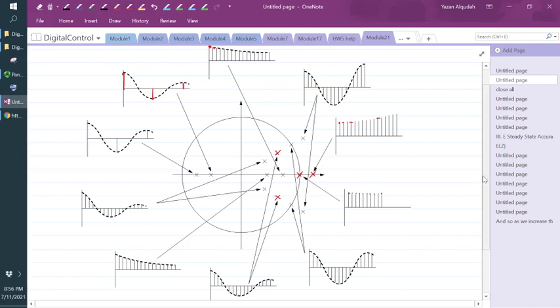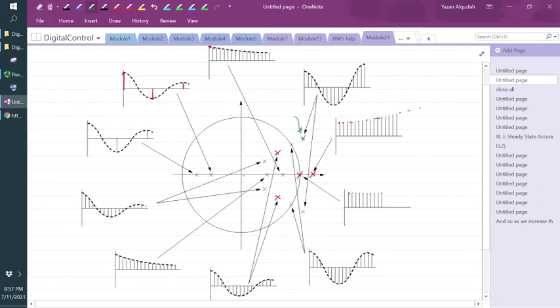Another example of the response when the poles are outside the unit circle is this one here. You see how it is oscillating, but increasing in magnitude. Later on, when we look at stability, you will see why, if we have poles outside the unit circle, the system is going to be unstable. You see all these poles outside the unit circle, what's happening to their magnitude? They're increasing with time.